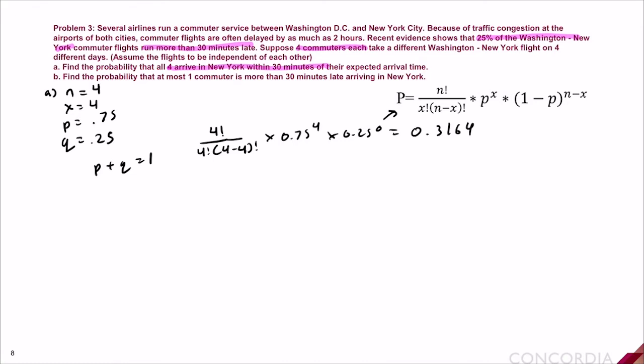0.3164, which on the exam you could write as a sentence, or leave it as a decimal, or even put it as a percentage, which represents the probability of 4 out of 4 commuters arriving within 30 minutes of their expected time. Let us move on to B.